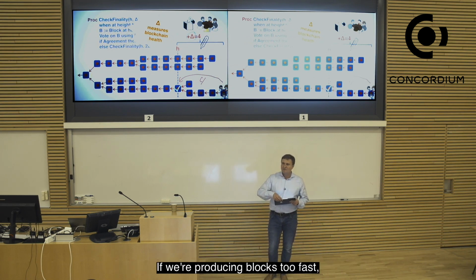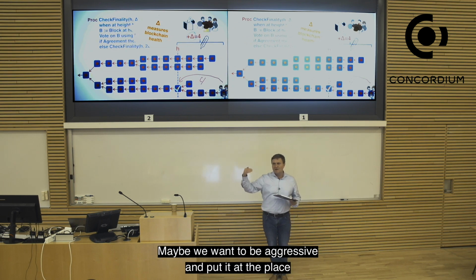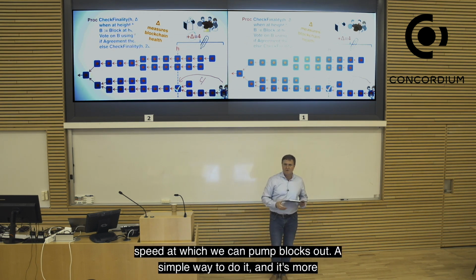If we're producing blocks too fast, delta will grow. If we're doing it too slow, it will drop to 1, right? Maybe we want to be aggressive and put ourselves in the place where most of the time it's 1, but now and then we do a tiny branch, because then we're just at the edge of the speed at which we can pump blocks out.